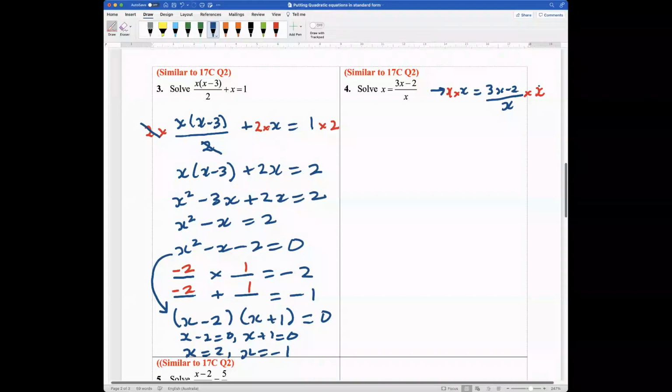Rightio. Now you've done that, you can cancel the denominator. That's gone. So x times x is x squared. And then we've got 3x minus 2. And then we want to make one side 0, but we want a positive squared term if possible. So we're going to subtract 3x from both sides. Okay. And that will give us x squared minus 3x is equal to negative 2. And then we want to add 2 to both sides.